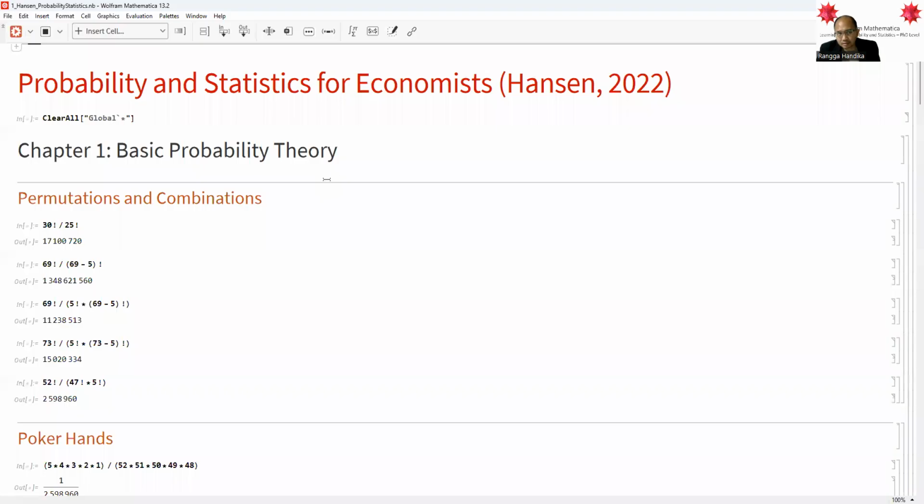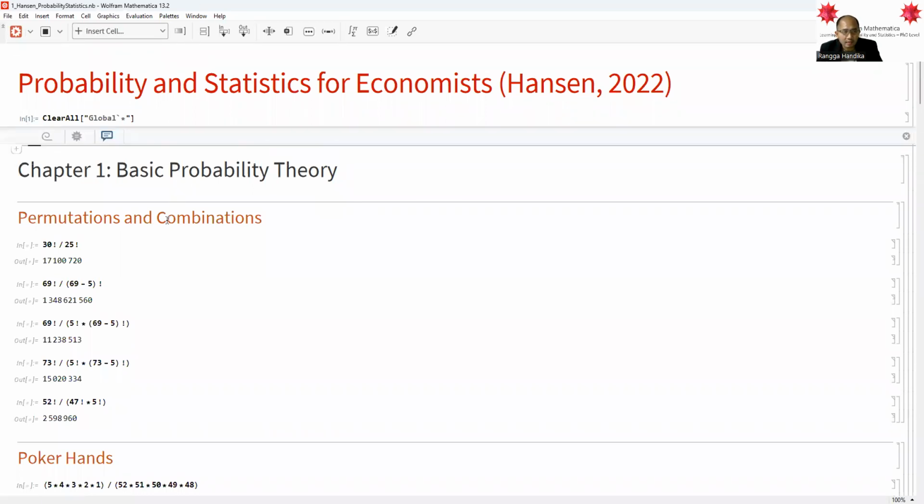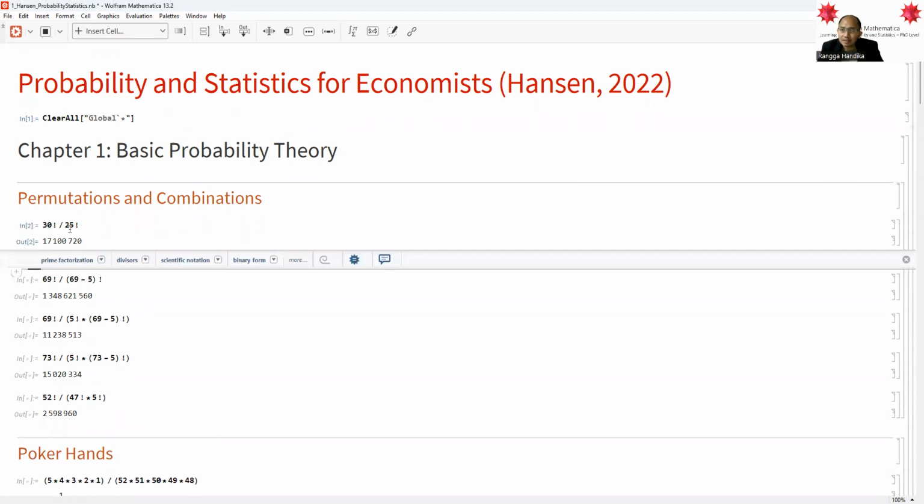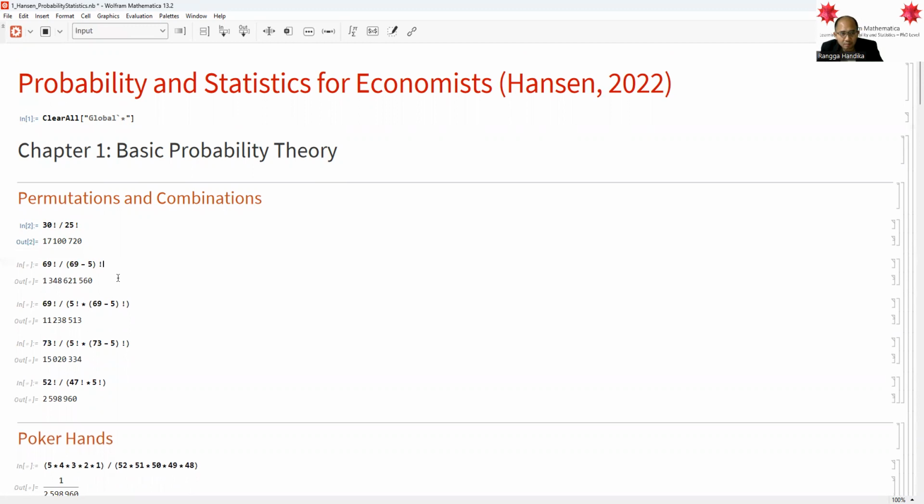So you can see, let me make it bigger. This is the probability notebook for Hansen. Let's go to the first chapter. So there are some examples, for example, basic probability theory. You can see some basic calculations of permutations or combinations. The factorial is easy to calculate, and you can see the notation here, permutations, combinations, and some examples in the book.